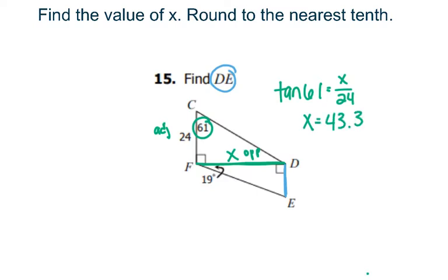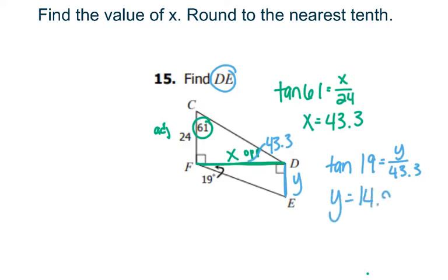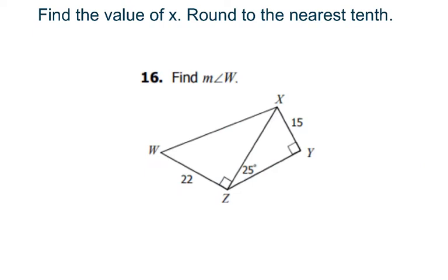So now, when I look at the bottom triangle, I'm going to put a y over here. I know that this side right here is actually 43.3. And I can set up my trig function again. The tangent of 19 equals y over 43.3. Obviously, we would multiply both sides by 43.3, and when we do that, we get 14.9. If you need extra explanation, just message me.